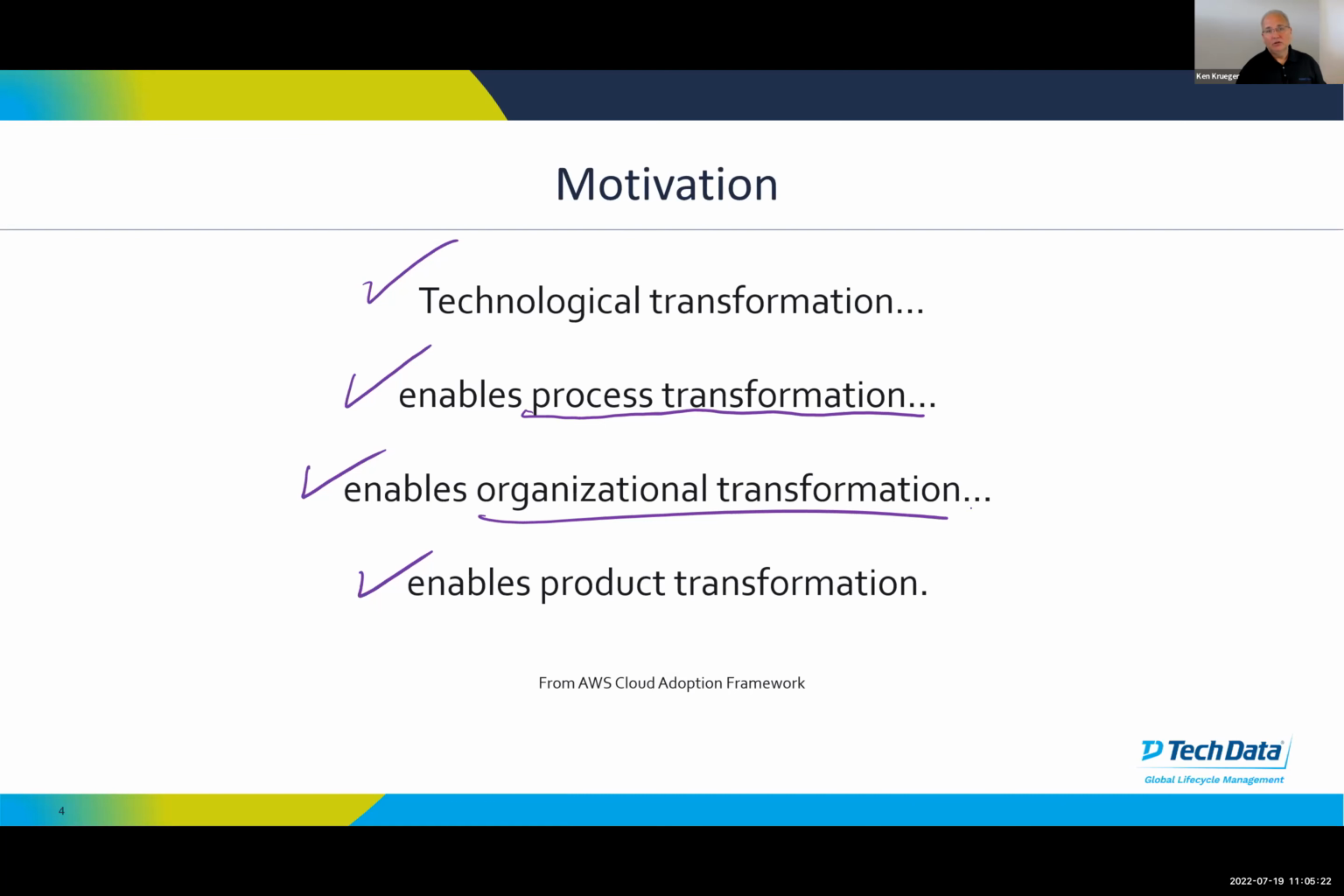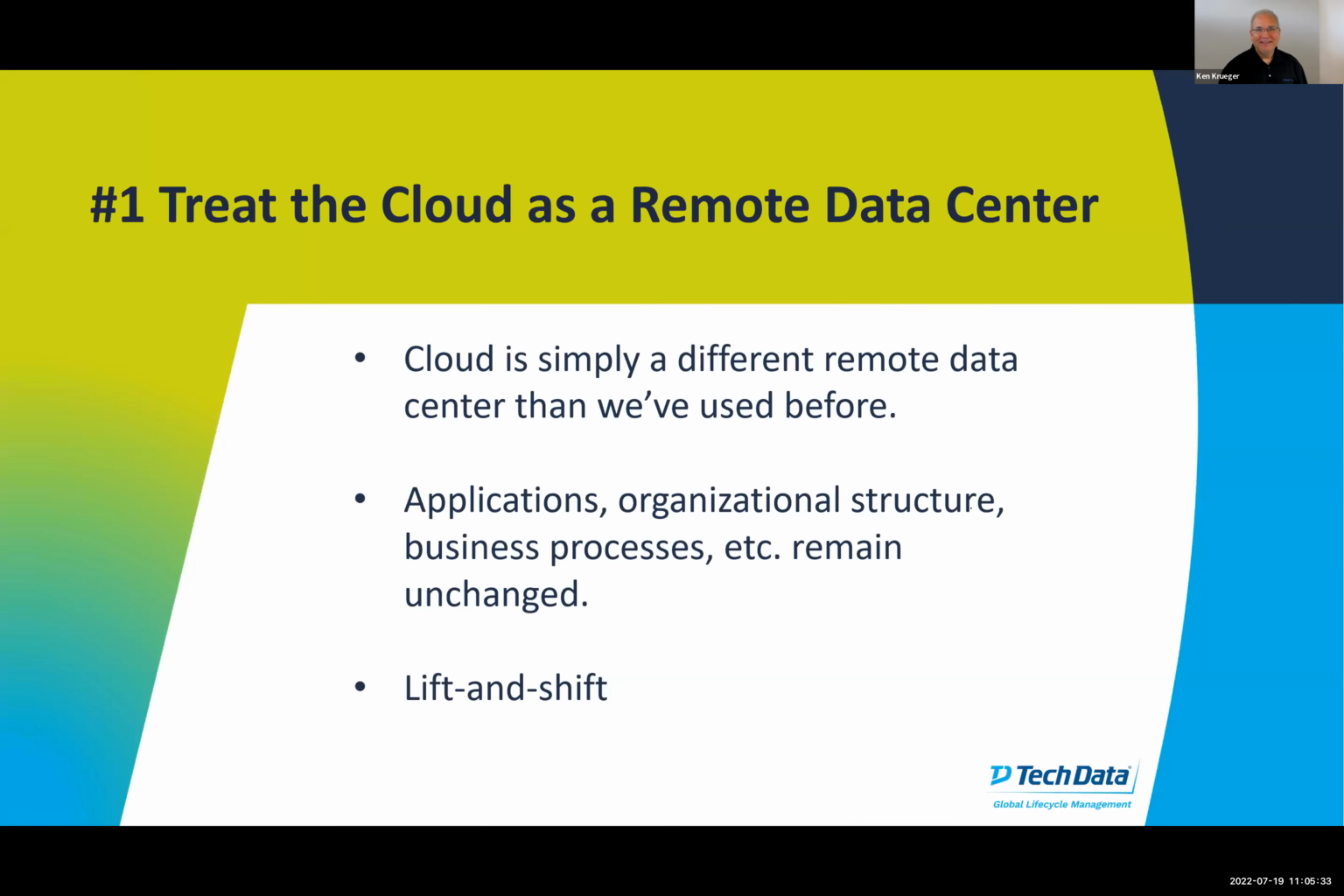So we're not doing a technical transformation just to achieve technical transformation. Okay, we're trying to actually have a different organization because of it. Okay, that's about transformation. So first of all, the first way that people fail at cloud transformation is this: treating the cloud as a remote data center.